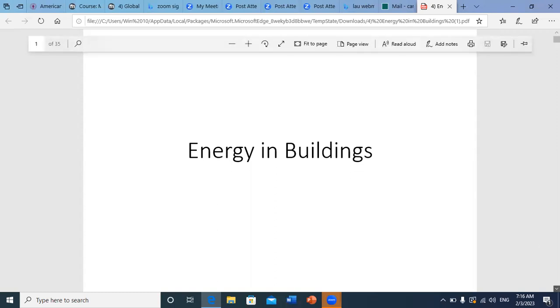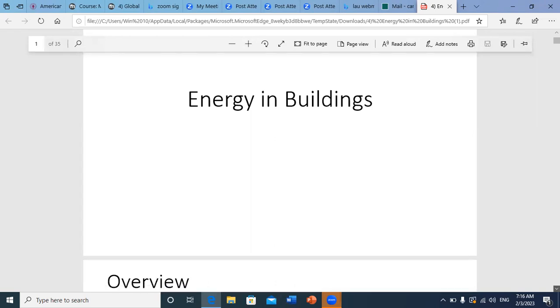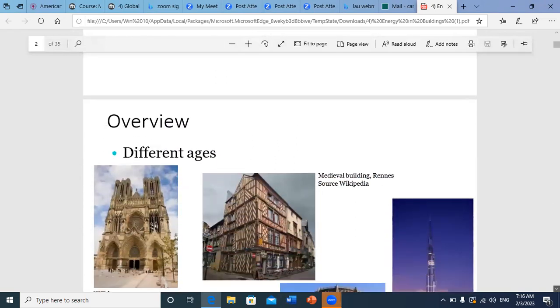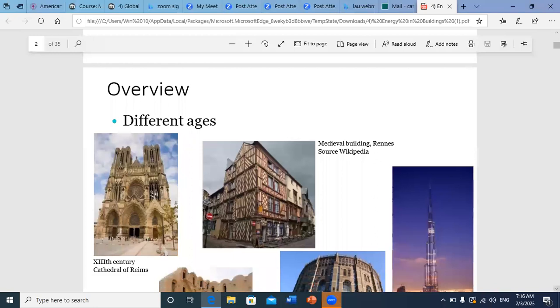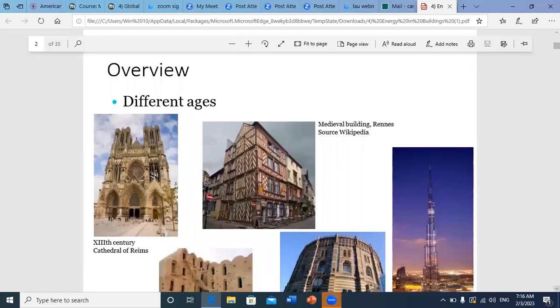So to start with, energy and buildings is a very important sector because we know that buildings are one of the major consumers of energy, and we can see that nearly 20% of energy consumption is in buildings.